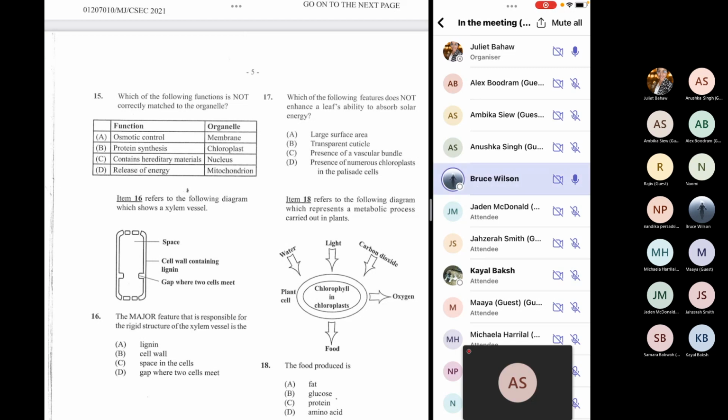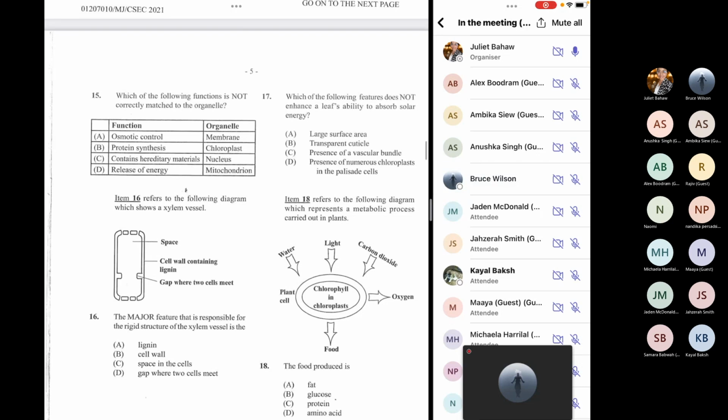The major feature that is responsible for the rigid structure of the xylem vessel is lignin, Demas. No, this one is now, xylem is made up of lignin, and lignin is a very tough, rigid structure similar to cellulose. So it should be lignin, Demas. Okay, next. 17, Jaden.